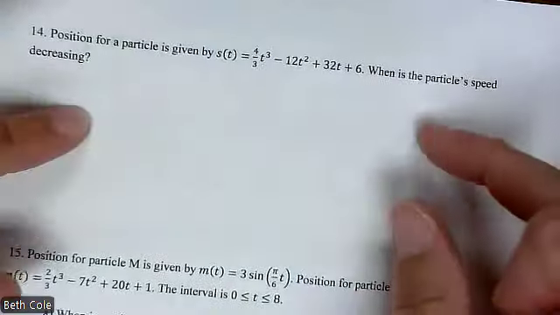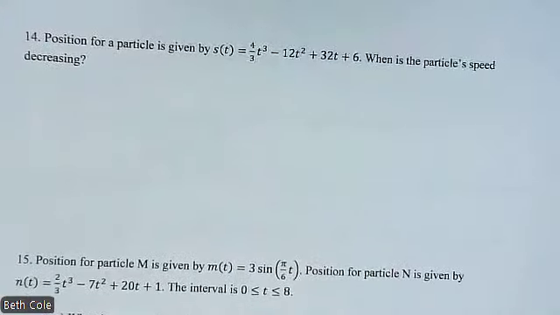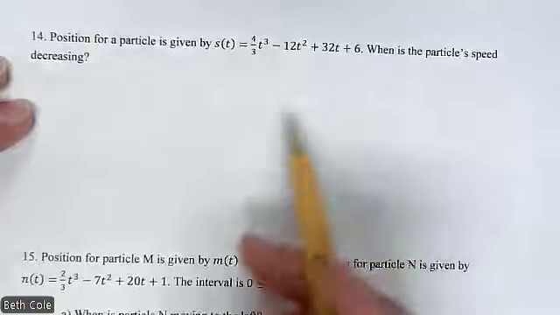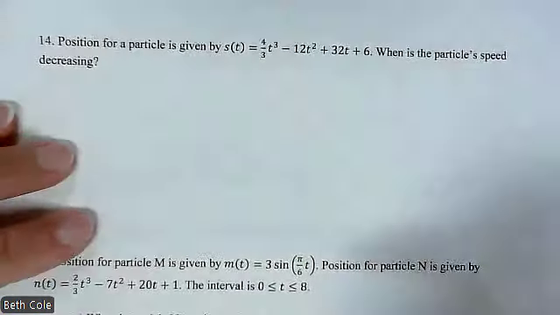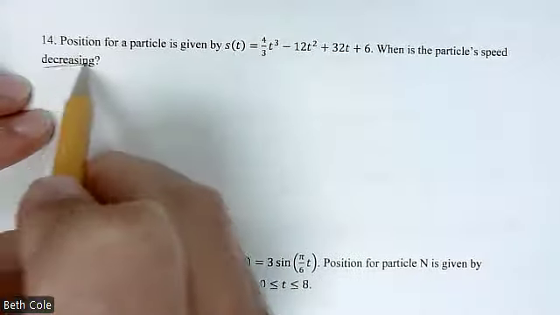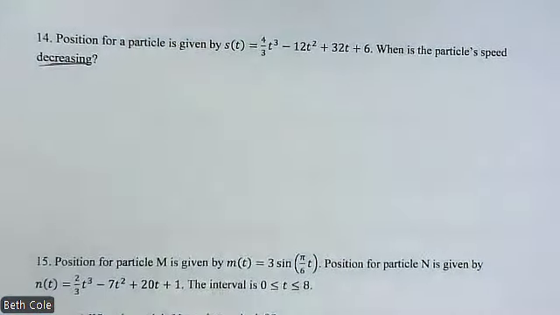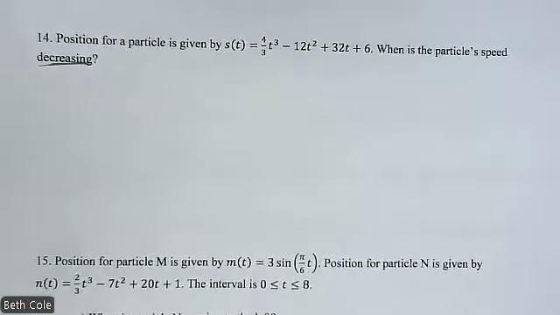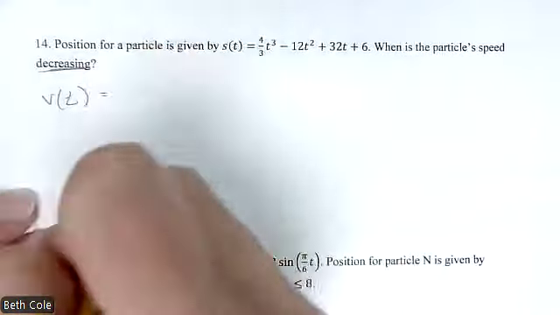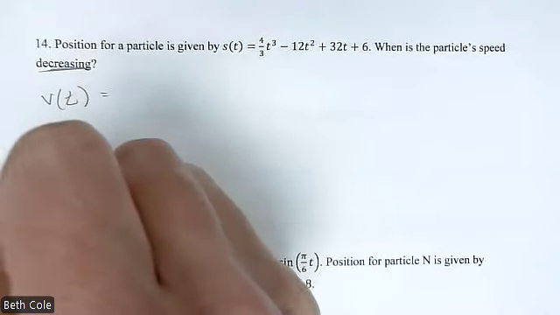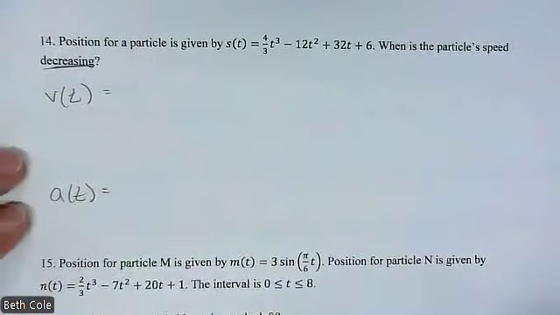All right, this is going to be the last one that will be like a multiple choice question. After this, it'll be the free response. What did they give us for this one? Position. When is the particle speed decreasing? So for speeding up and slowing down, you need to look at both velocity and acceleration. All right, so let's get velocity, leave a little gap because we'll have to do some algebra, and we'll get acceleration.